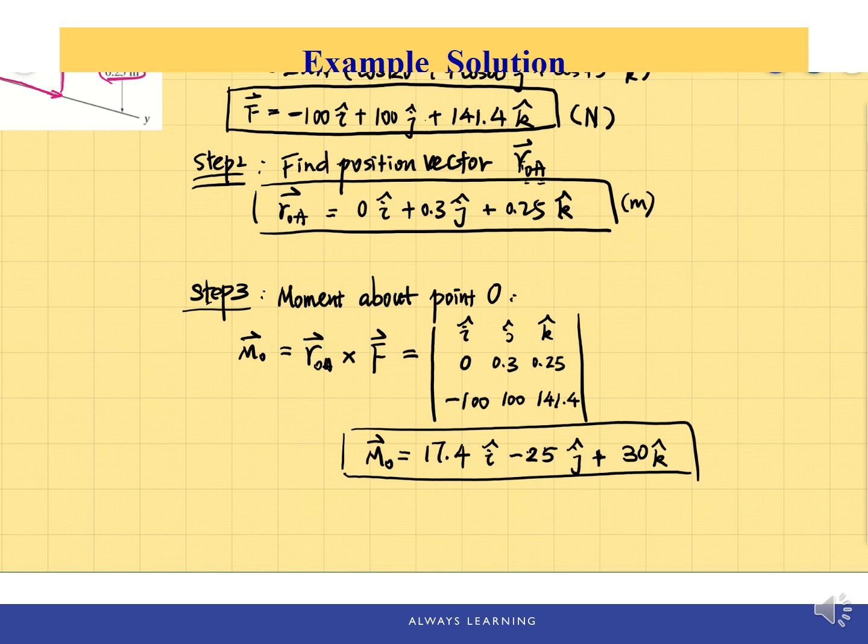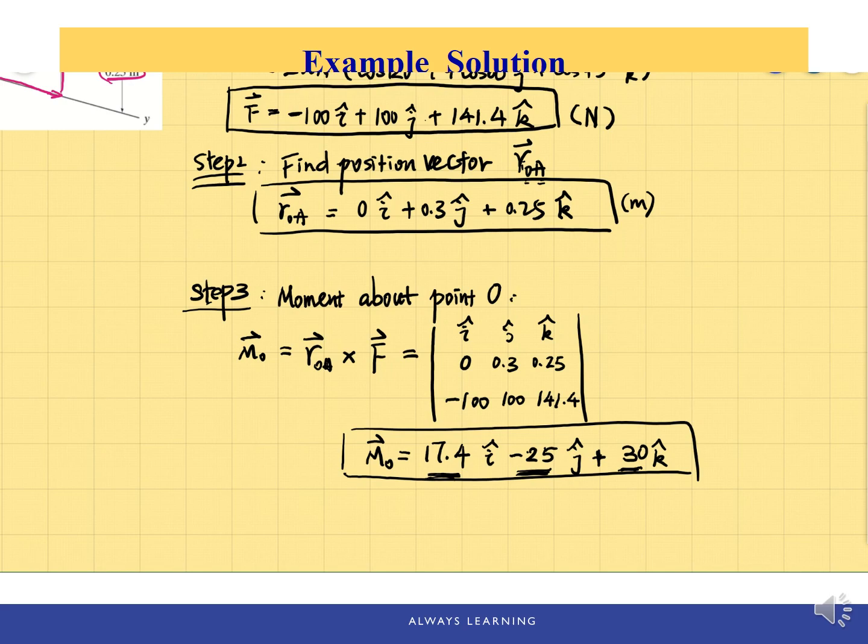So this moment has 3 components. The x component is the tendency of rotation about the x-axis. And this is the tendency of rotation about the y-axis, so it actually will rotate about the negative y-axis. Magnitude is 25, and this is the tendency to rotate about the z-axis.